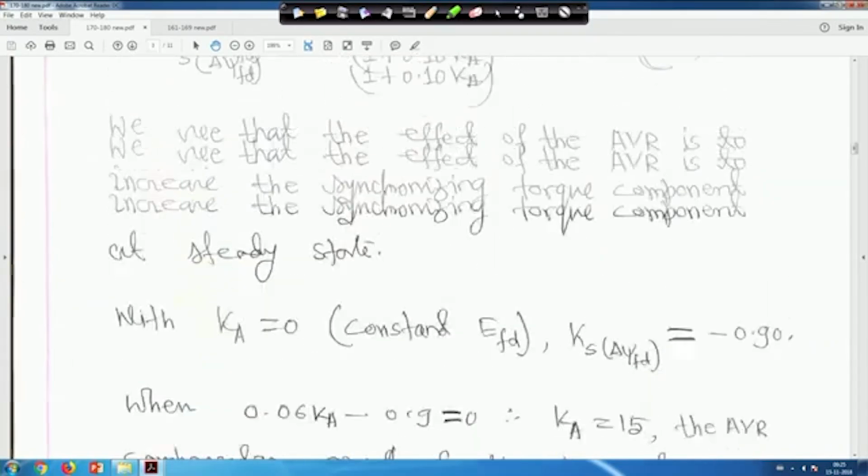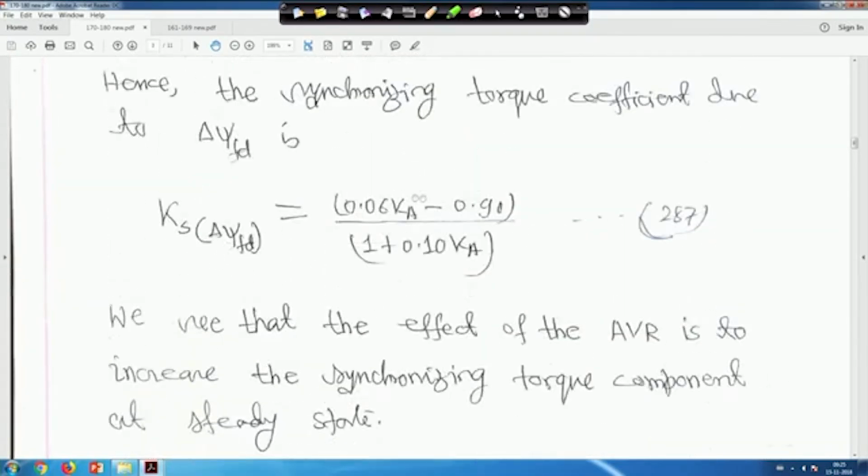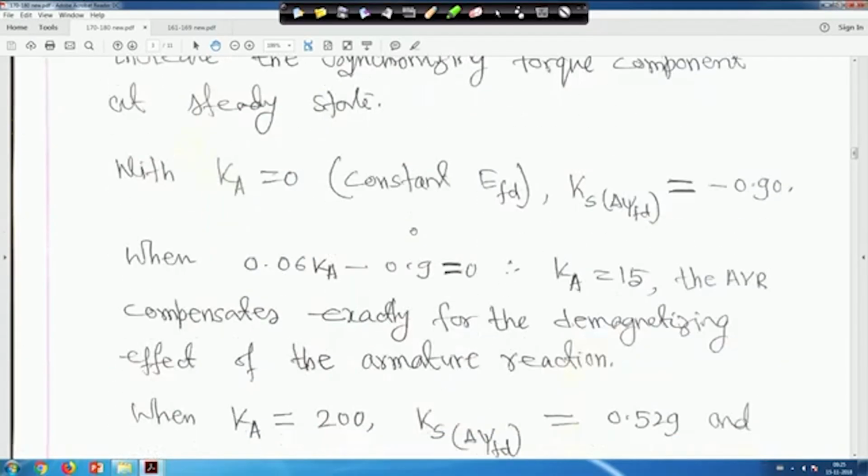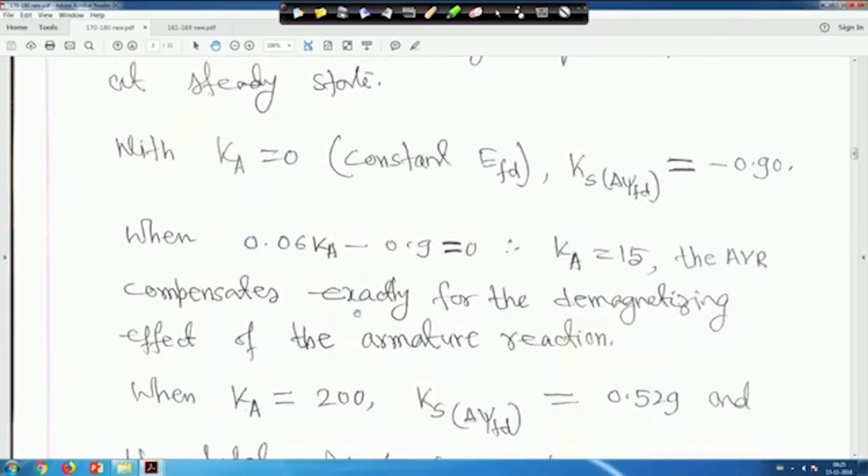So, that means if you set this equal to 0, Ks also will be 0, the synchronizing torque component will be 0, because the numerator is set to 0, for which K is equal to 15. So, in that case the AVR compensates exactly for the demagnetizing effect of the armature reaction, right.